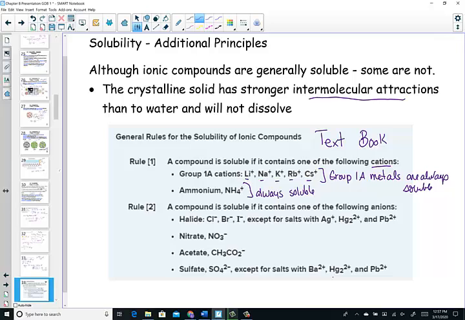Now, let's talk about the negative ions. It says rule 2, a compound is soluble if it contains one of the following anions: the halogens, chloride, bromide, iodide, except for silver, mercury, or lead. These are the heavy metals.